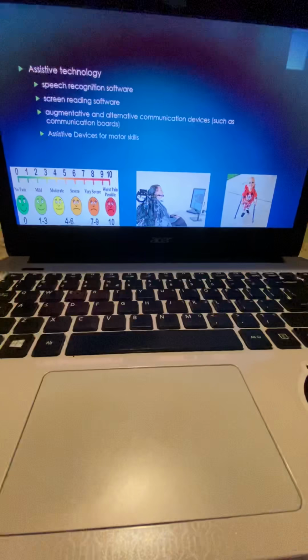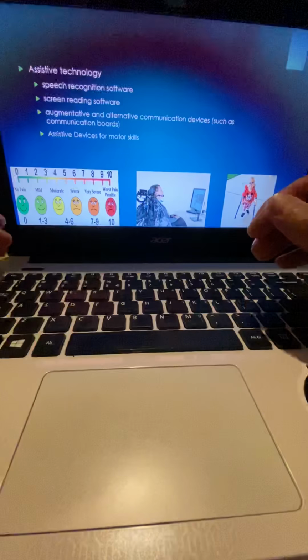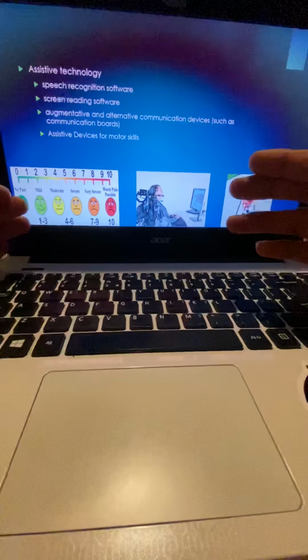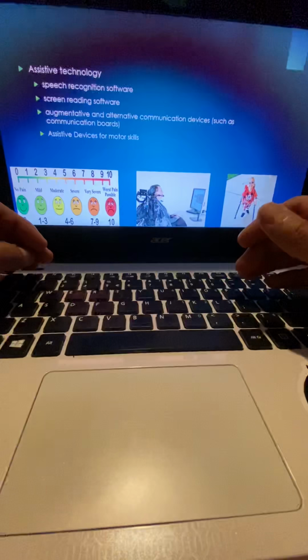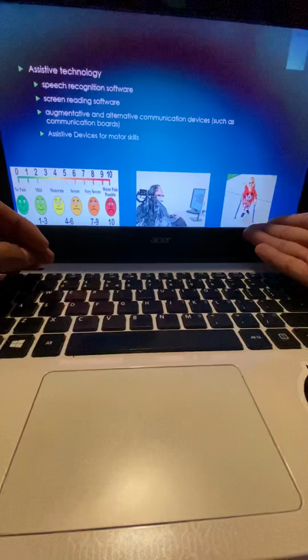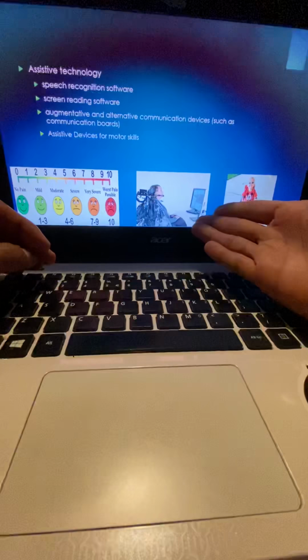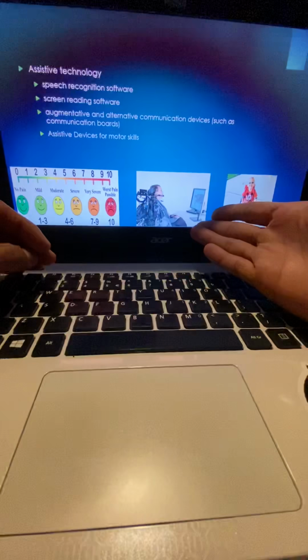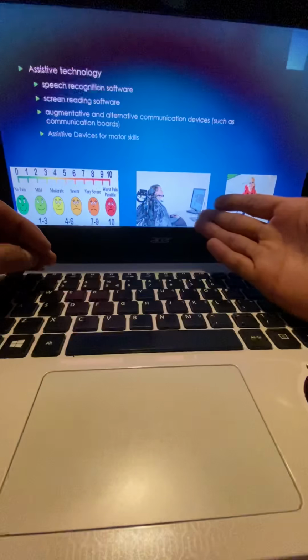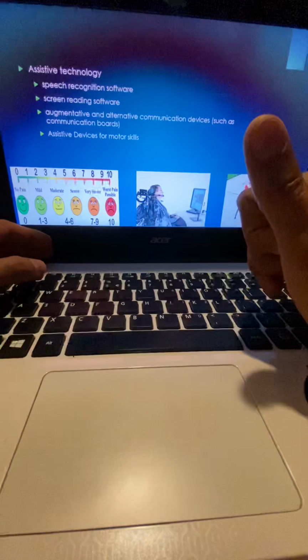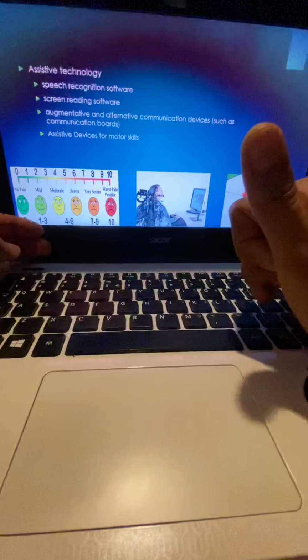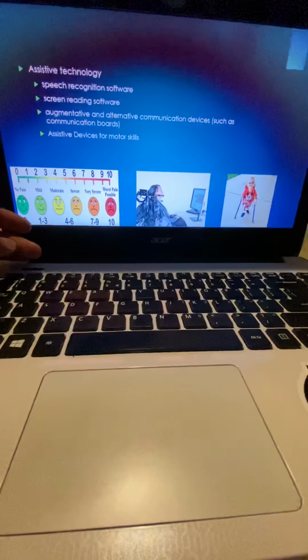Now, there is different assistive technology that helps these individuals, fortunately, such as speech recognition software, screen reading software, augmentative and alternative communication devices, and assistive devices for motor skills. So there can be things such as canes, crutches, wheelchairs, or, in this case, an individual who has limitations in their gross motor skills, and so they need the assistance of a screen and speech recognition software. Or those who have impaired speech can use charts or visual illustrations to tell others how they feel.